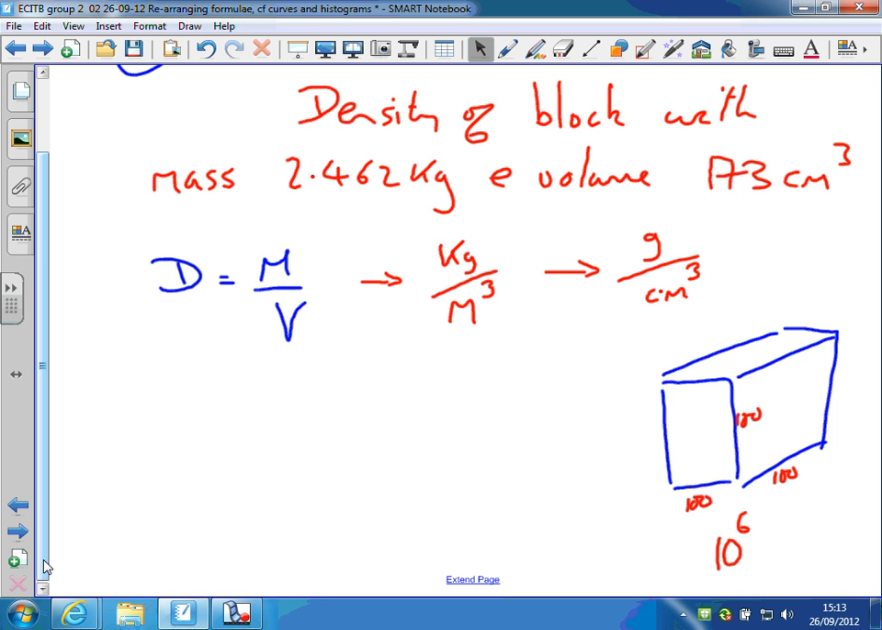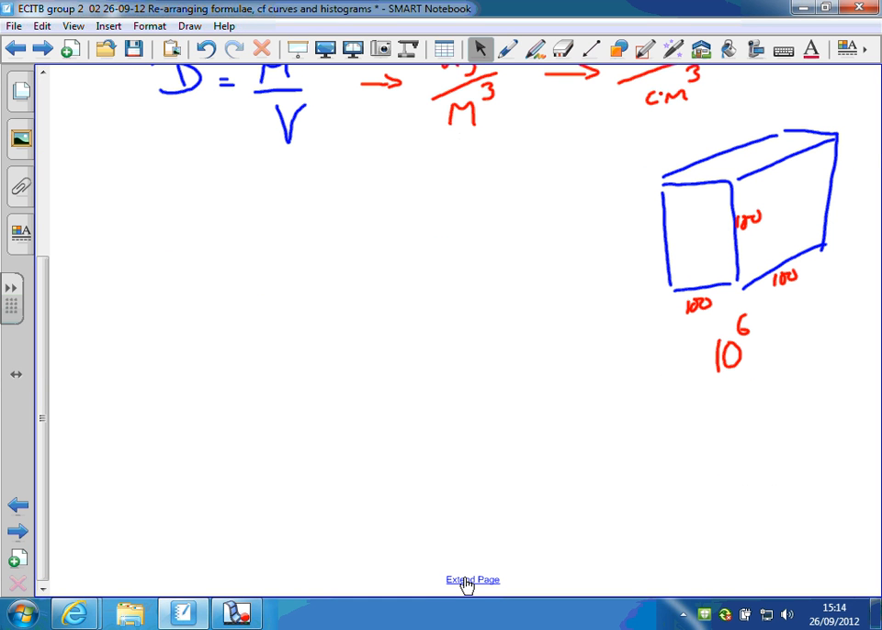How many grams in a kilogram? 1,000. Right, so I can convert kilograms to grams and leave that in cubic centimeters, or I can convert cubic centimeters to cubic meters by dividing by a million and leave that in kilograms. Okay, so I'm going to have the density is mass, 2.462 kilograms, divided by the volume in cubic meters.